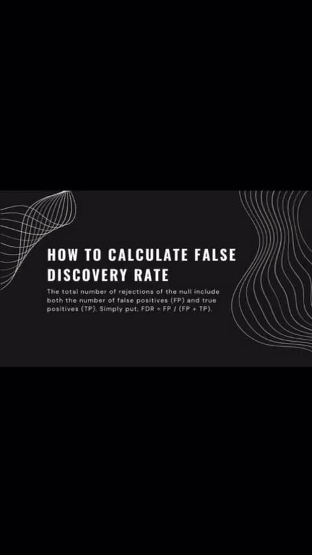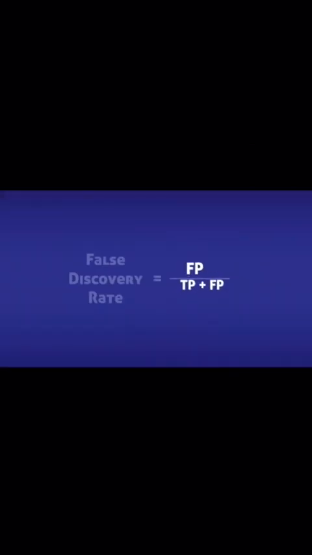The total number of rejections of the null include both the number of false positives, FP, and true positives, TP. Simply put, FDR equals FP over FP plus TP. The false discovery rate is calculated by dividing the number of false positives by the total number of positive tests.